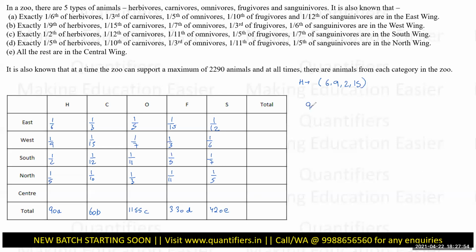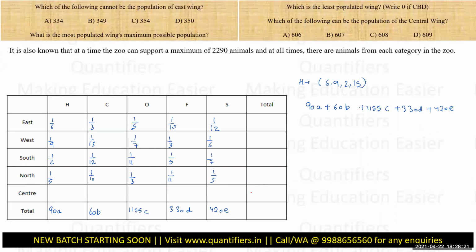So when I add them up, 90A plus 60B plus 1155C plus 330D plus 420E. Now all these A, B, C, D, E, we are given that there is an animal from each category, which means A, B, C, D, E are a minimum of one each. So all of A, B, C, D, E are greater than or equal to 1.